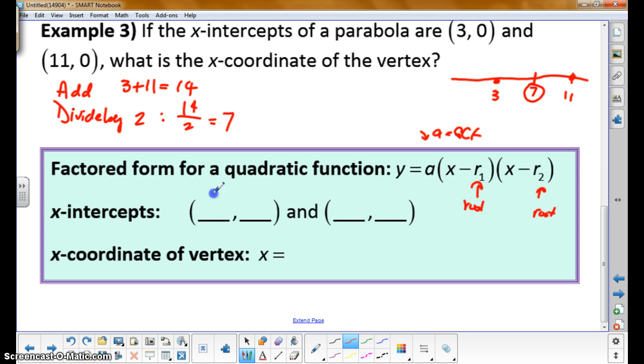So for the x-intercepts here, y is equal to 0. I have to think about that consciously every time. So for both of these, y is equal to 0, and the value of one x is R1, and the value of the other is R2. Therefore the x-coordinate of the vertex is what we did up here. We add the two together and divide by 2. You can think of this as taking the average of those two points.